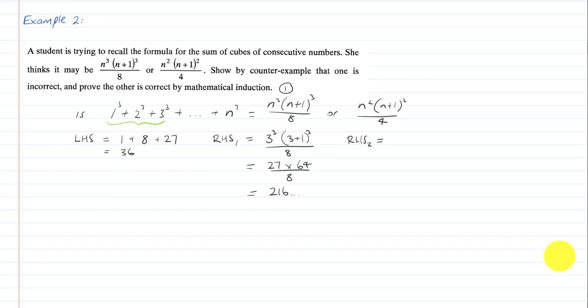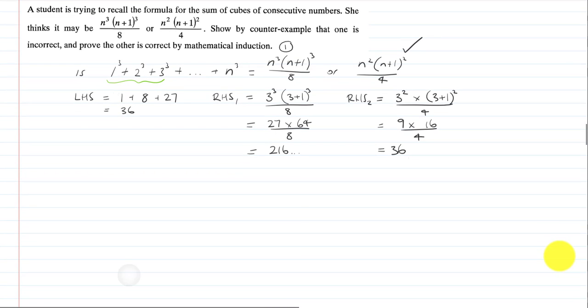So this time we get n squared, which is 3 squared, times (3 plus 1) squared over 4, and that's going to be equal to 9 times 16 over 4, which is 36. So it looks like, by counterexample, her second one is the correct one, and now we just need to prove that's true. So let's start with step 1.